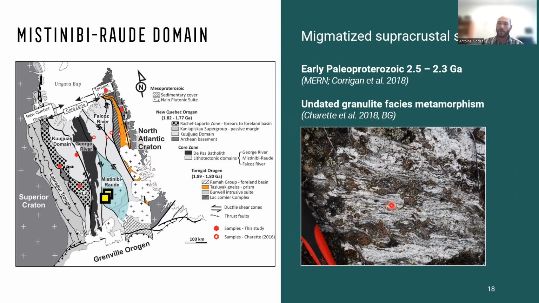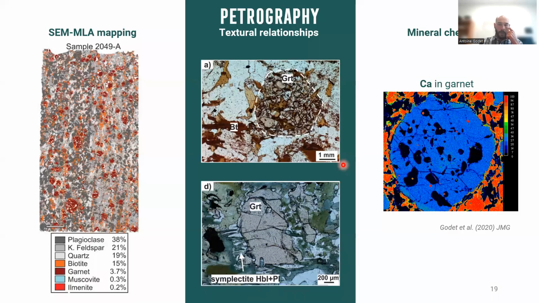On the field, this is how it looks like. Diatexite supracrustal sequences that have been brought at depth to the granulite facies, opaque-bearing assemblages, but that metamorphism was totally undated. So we're going to look first at that specific block. So we did our homework. We did petrography. We did some SEM mineral mapping to estimate the different modal proportions of the different phases. We had a careful investigation of the textural relationships.